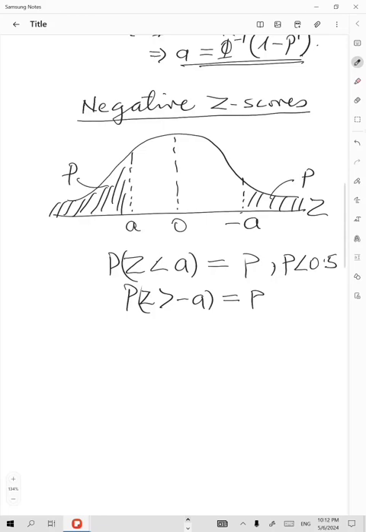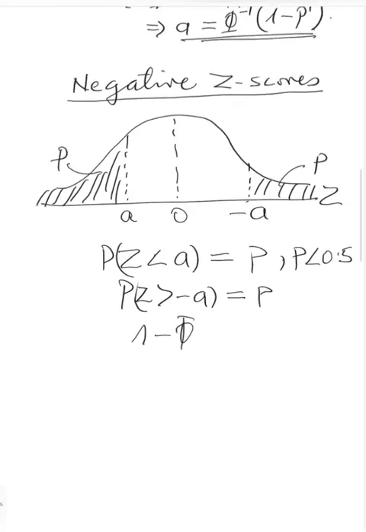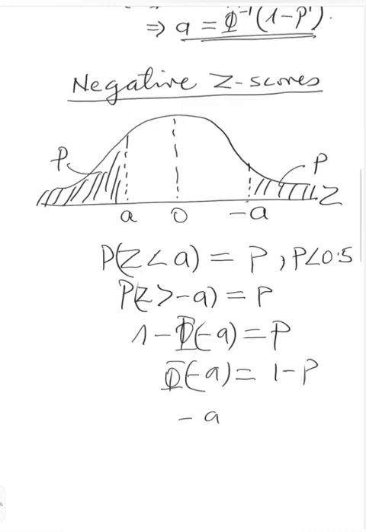Probability that z is greater than a certain value, which is supposed to be positive, boils down to 1 minus phi of negative a equals p. And so making phi of negative a the subject, we have 1 minus p, so that negative a would be equal to phi inverse of 1 minus p, and so a would always be negative phi inverse of 1 minus p.